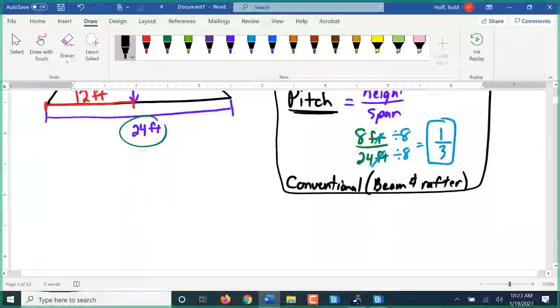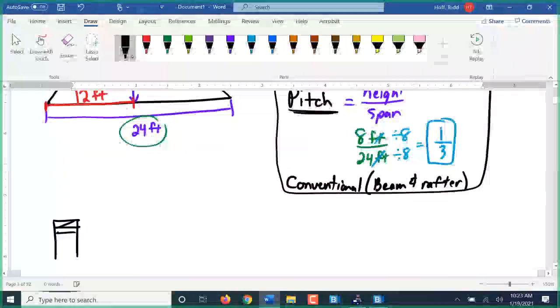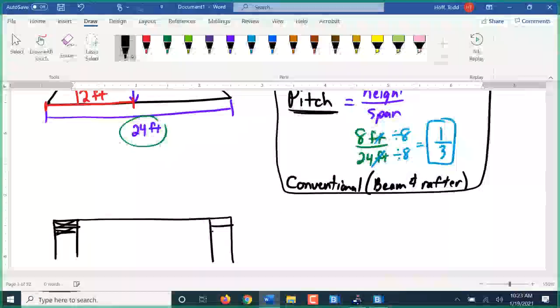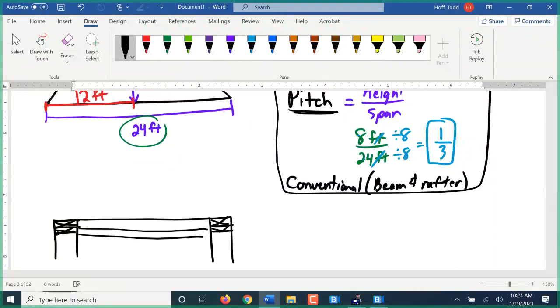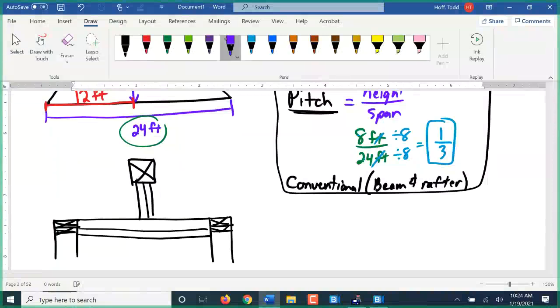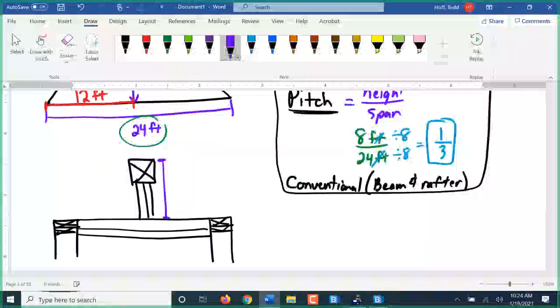But what pitch describes is, if you have the top of your wall here, you're going to set your ridge beam up above it. Obviously, you have to have a post sitting on your wall to support your ridge beam. How high do you put the top of your ridge beam above the top of the wall?